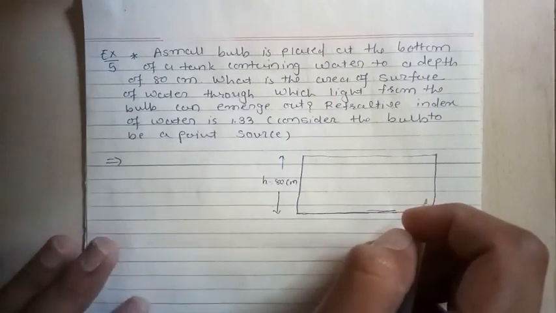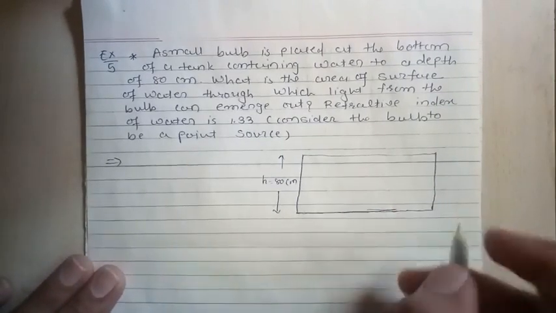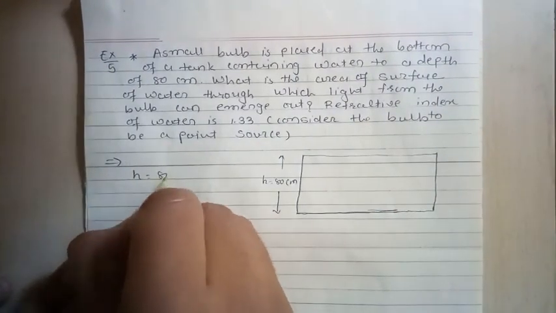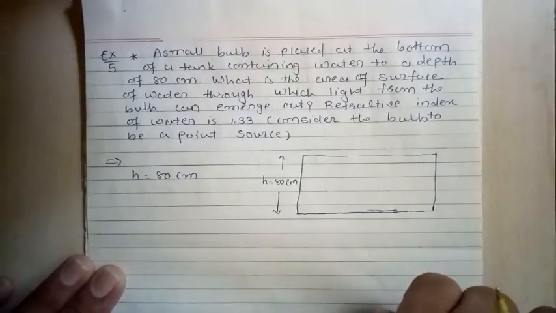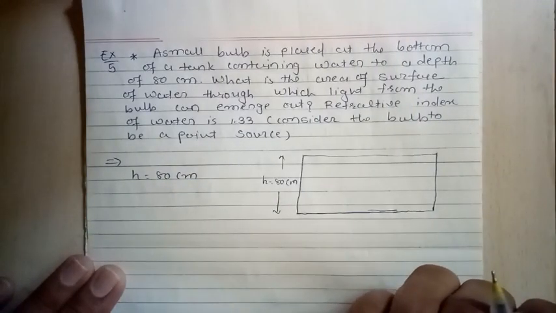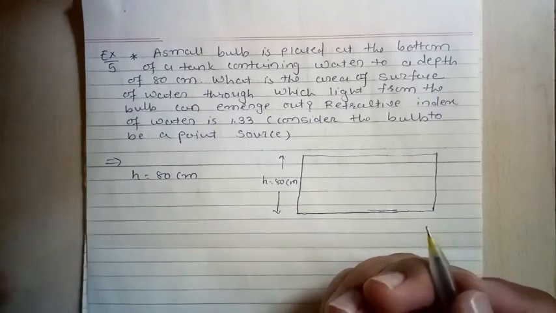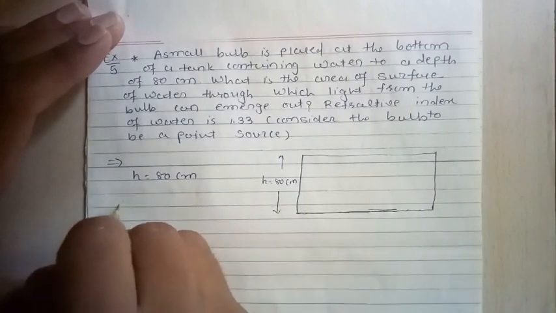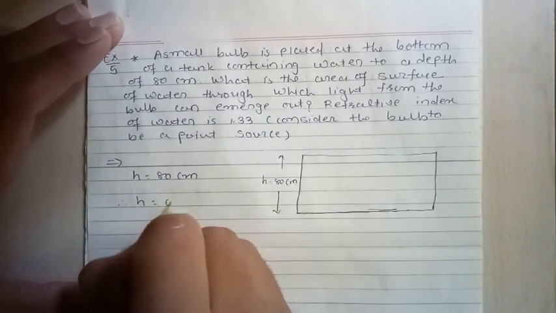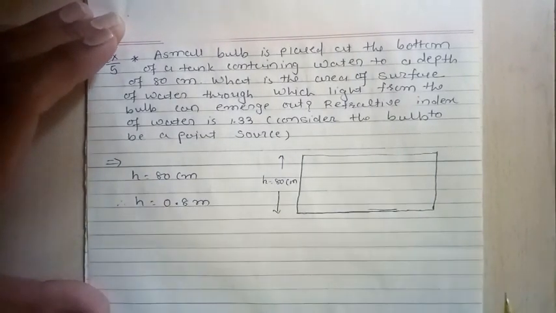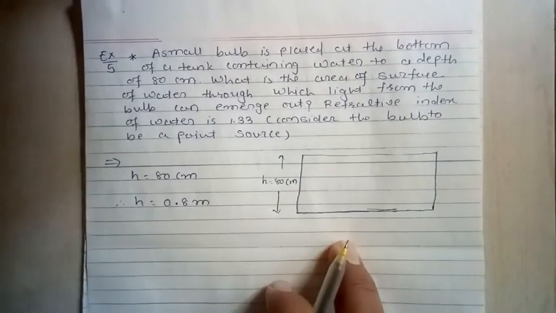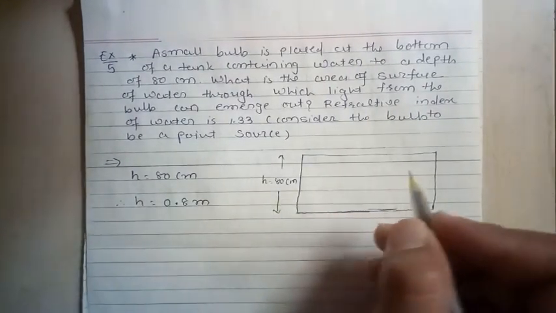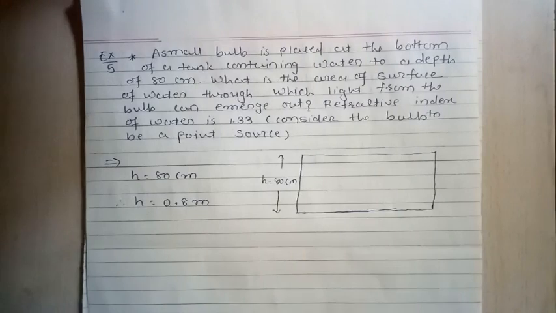Here if we have to convert to SI, then H is equal to 80 centimeter. If we have to convert centimeter to meter, we have to divide by 100. So we can say that H is equal to 80 upon 100, so 0.8 meter. So you can say 80 centimeter or 0.8 meter, right?